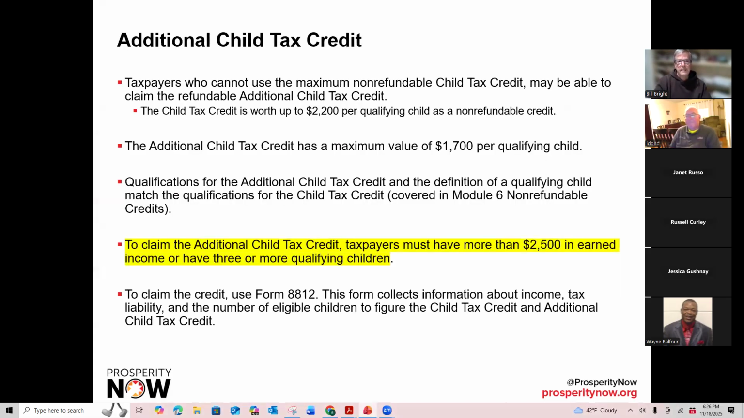So taxpayers who cannot use the maximum non-refundable child tax credit may also be able to claim the additional child tax credit. That part is the second one there, which is $1,700 per qualifying child. Again, it's the same qualifications as originally in the non-refundable part. Most important, to claim the additional child tax credit, taxpayers must have more than $2,500 in earned income or have three or more qualifying children.